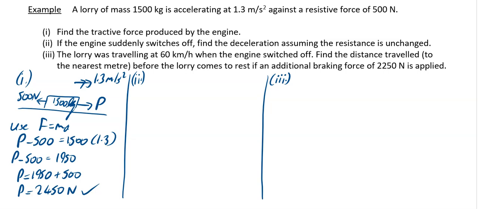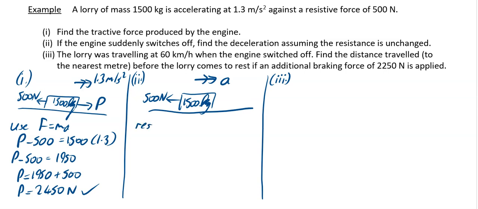Part 2 says if the engine suddenly switches off, find the deceleration assuming the resistance is unchanged. If something changes, please do a new diagram, because too often people don't, and then what they've got in their head is the first diagram, and that's why they mess it up a wee bit. So your mass is still the same. This has gone, so don't be putting a P in. It's going this direction still, but the acceleration's changed, that's A. The resistive force is unchanged, so it is still 500.